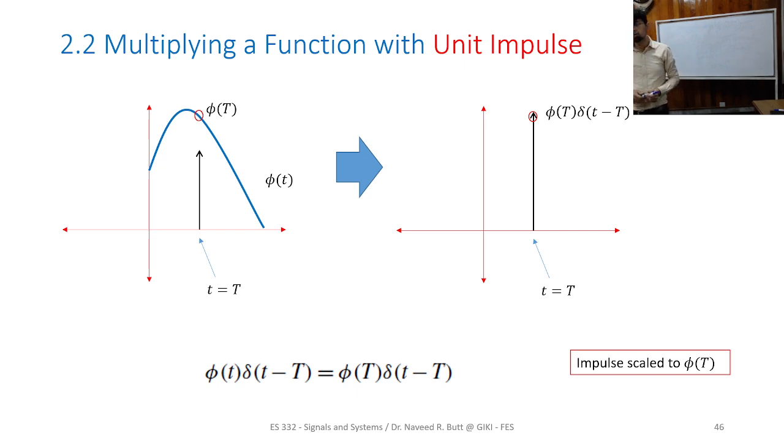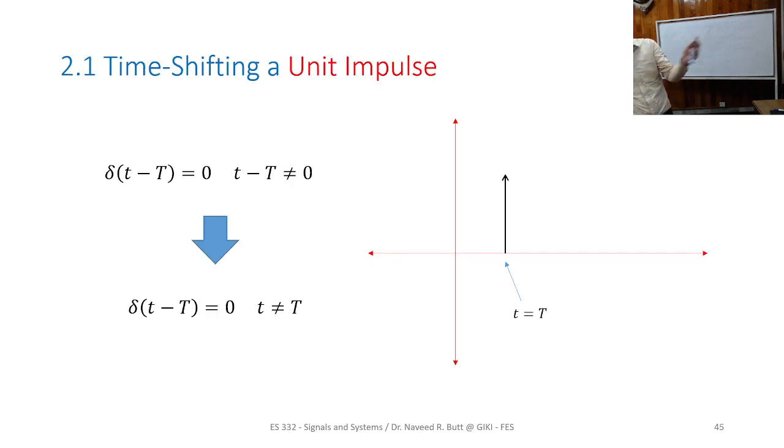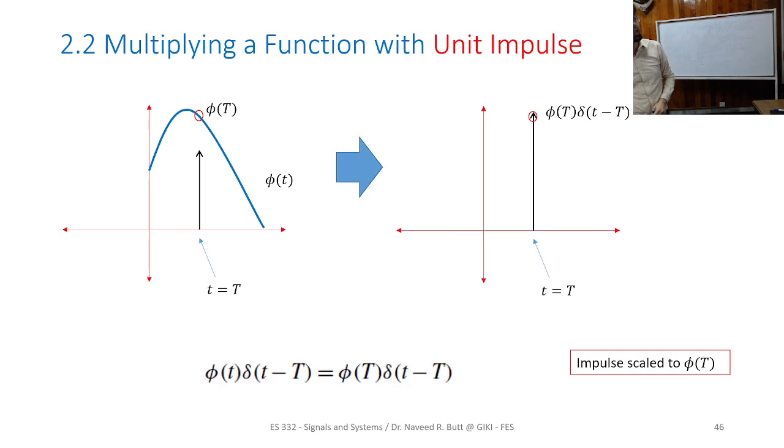Can you see it in blue? That's any function. I have drawn one, so it can be any phi t. What happens when you multiply phi t with delta t minus T? Now delta t minus T you've already seen is just a shifted delta, right? Assuming T is positive, otherwise you go to the left. So what happens when you multiply delta t minus T with phi t? You are replacing it with this value. What is that value? Phi T times delta t minus T.